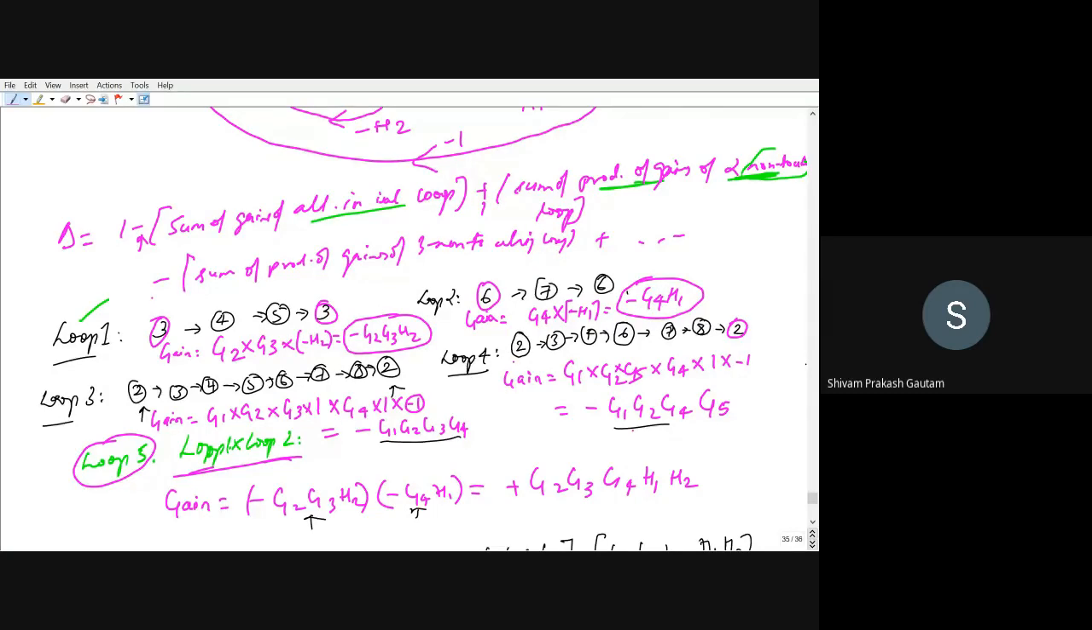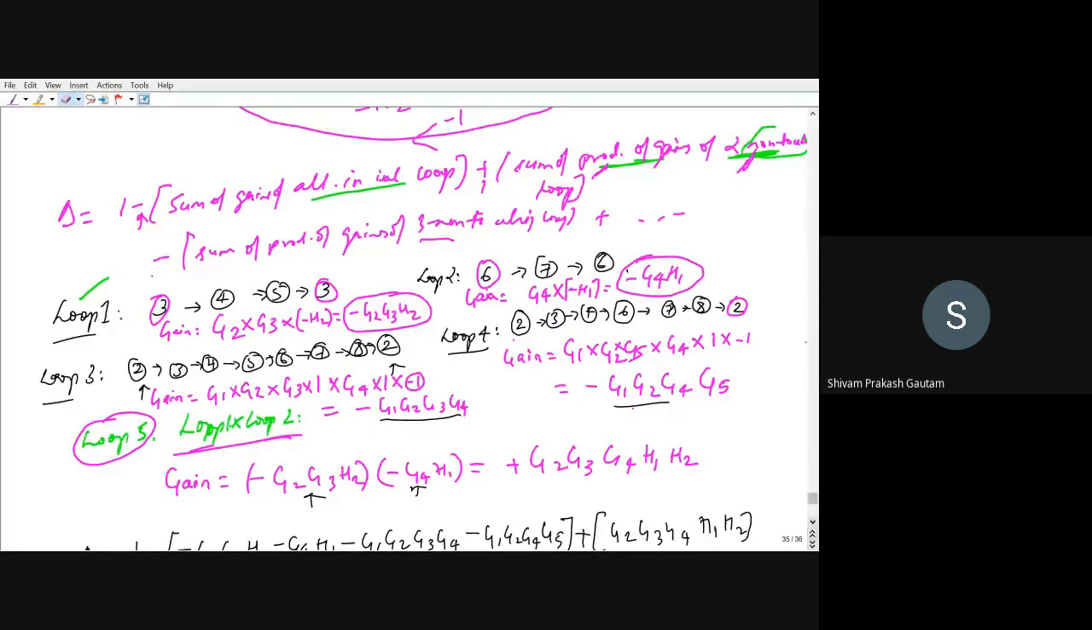So what is the formula? Sum of products of gains of two non-touching loops. If we had three loops which are non-touching, then we would call it three non-touching loops, but that is not the scenario in this problem. We only have two non-touching loops, so we take the product of two non-touching loops. That is what I have done here. This is the gain of our first loop, this is the gain of the second loop, so we have taken the product, and that's why we have got a positive sign here. Is it clear? Yes, sir. Any other doubt?